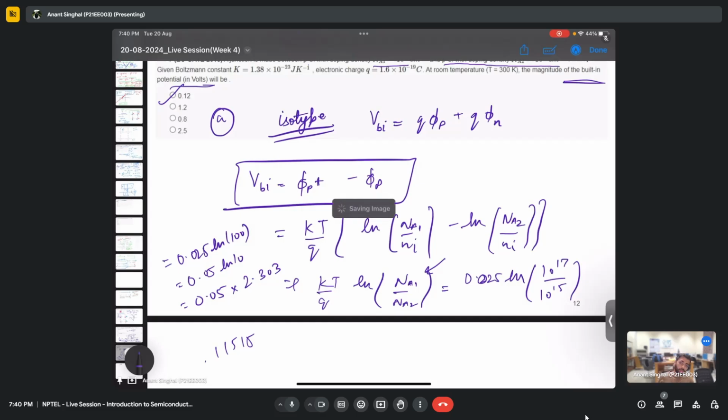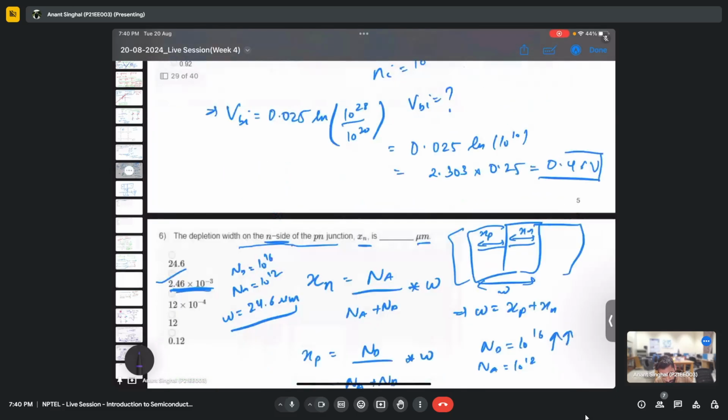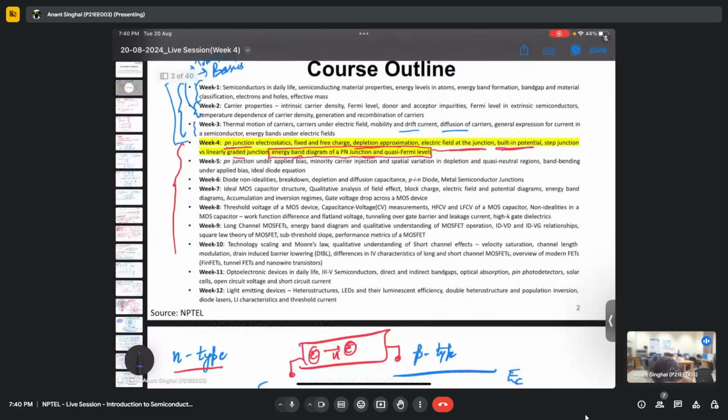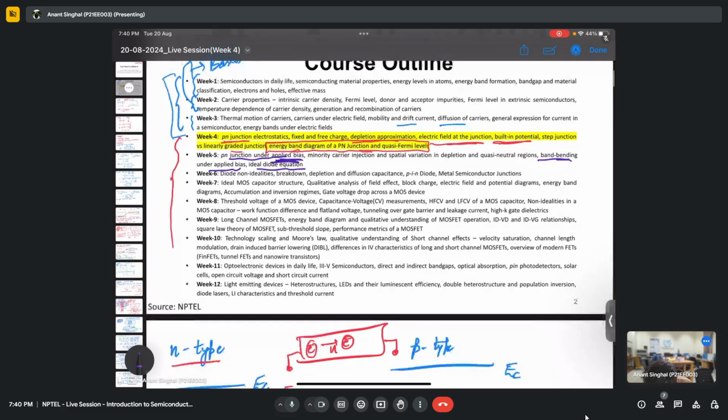Okay, fine. Then we have done almost all the questions of PN junction without the application of any bias. If I go quickly on the top, you can see all the topics are covered. So in the next week, we'll be covering the PN junction when a certain bias is applied. There is some band bending under the applied bias, so how it will change, and we'll then move towards the ideal diode equations, that is the current equations that we'll have for the PN junction.